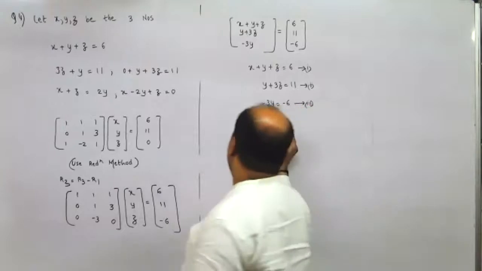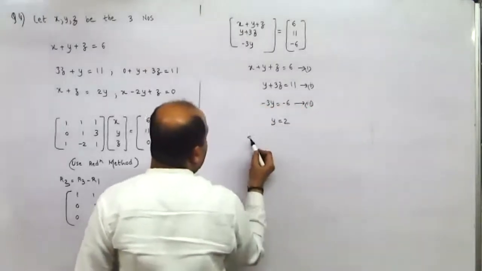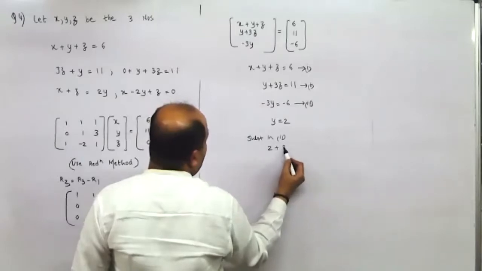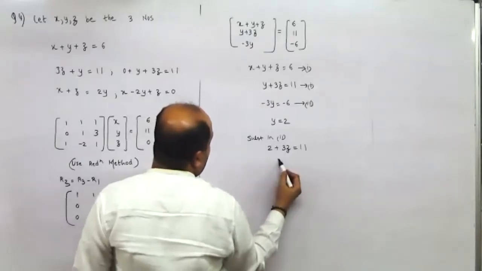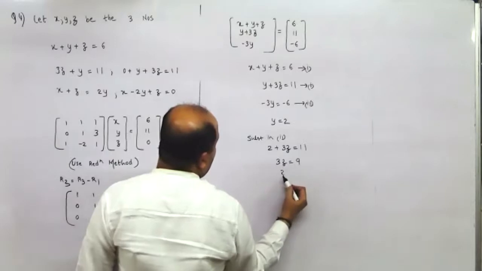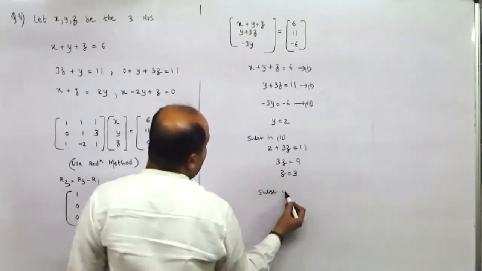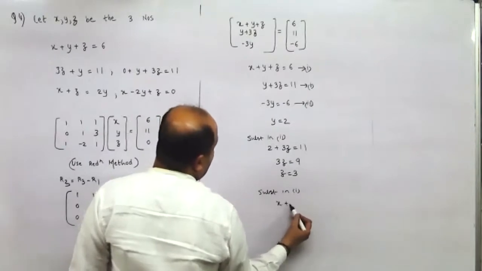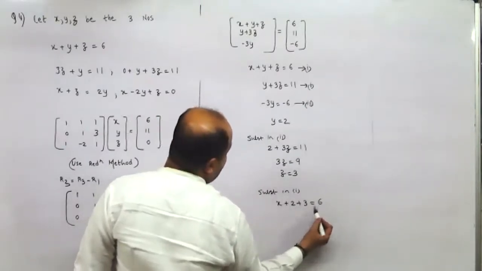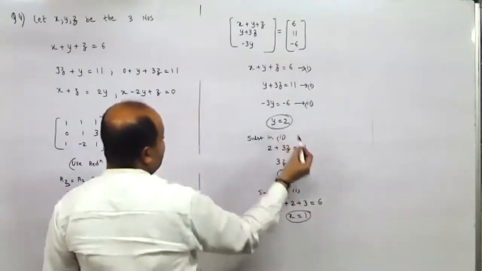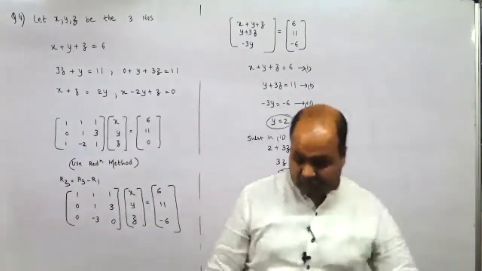So y would be equal to 2. Substitute in the second one. We get 2 plus 3z equal to 11, so 3z equal to 9, z equal to 3. Then substitute in the first. We get x plus 2 plus 3 equal to 6, x equal to 1. So x is 1, z is 3, y is 2. Sir, it's correct. Yeah.